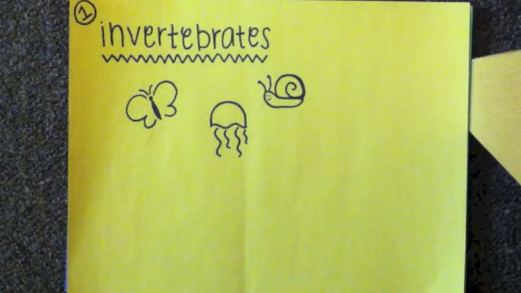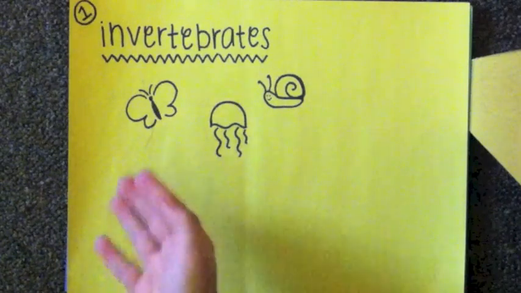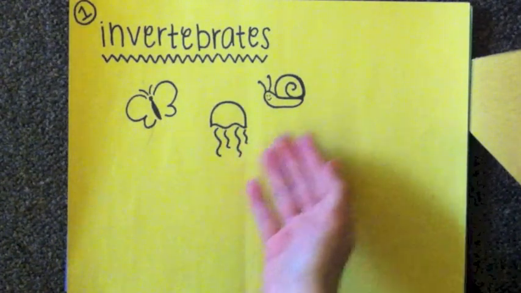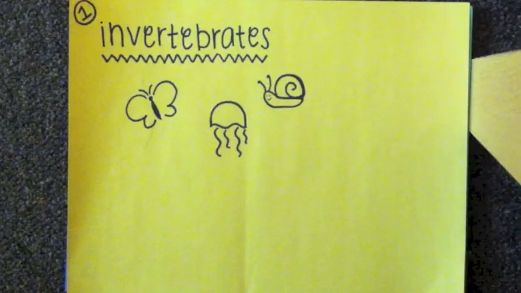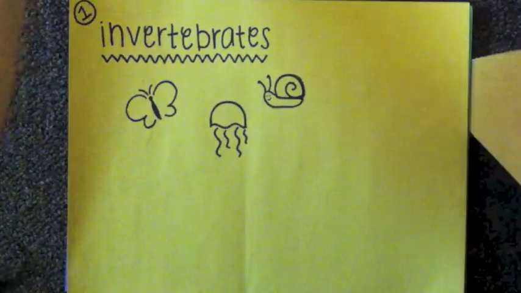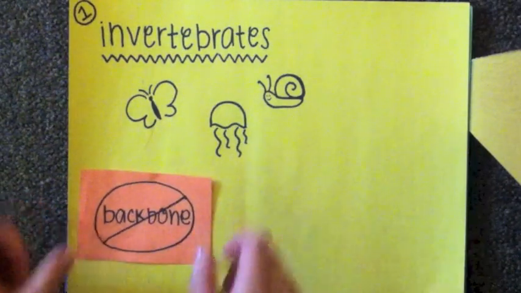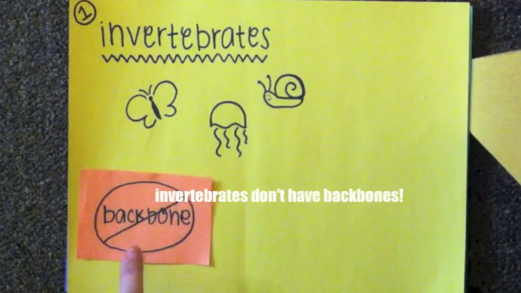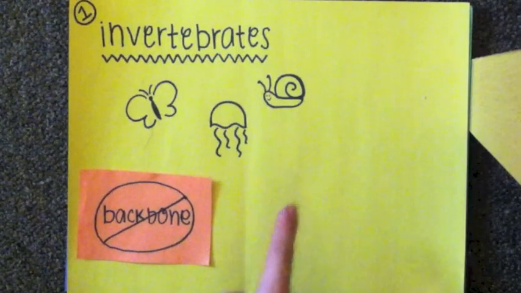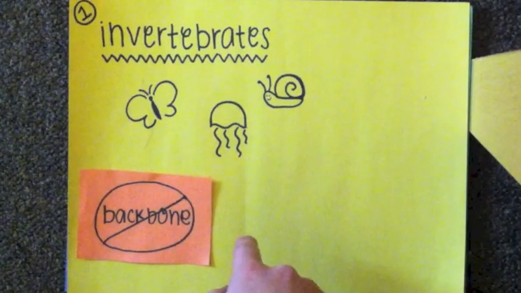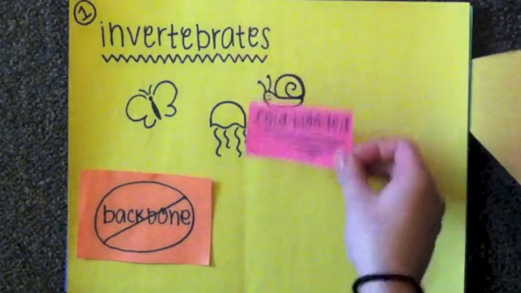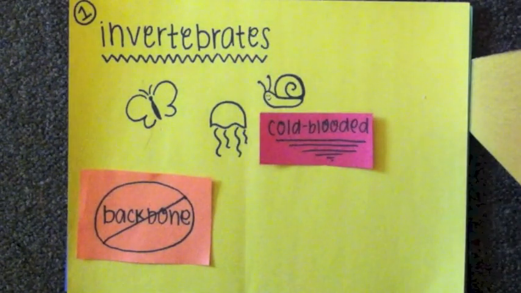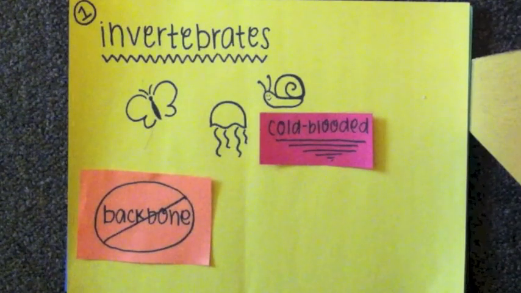The first animal group we're going to be talking about are invertebrates. Some examples of invertebrates are butterflies, jellyfish, and snails. What do all 3 of these animals have in common? They are all missing a backbone. What separates these animals from all the other ones is they're the only group that does not have a backbone. Another similarity all these animals share is they are all cold-blooded, just like the snake I illustrated for you guys.